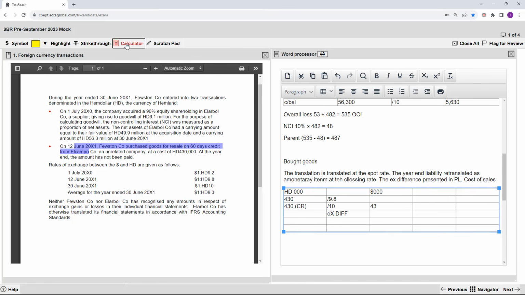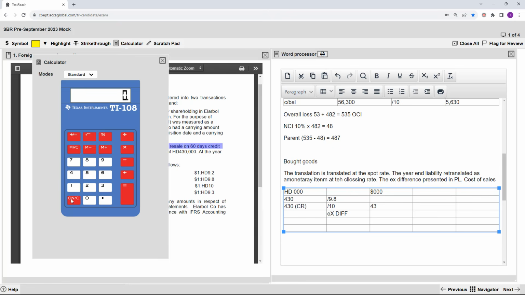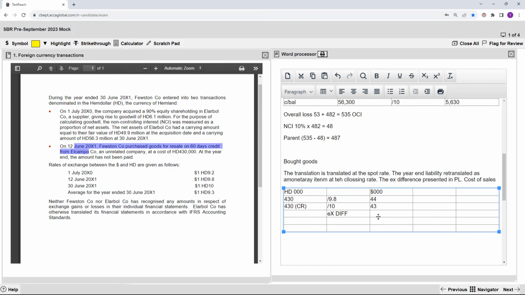So I need a calculator at this stage. Let's clear the calculator. That is 430, and if we divide that by 9.8, we get 43.8. I need to call that 44. So if I get that at 44, I then have an exchange difference. This is a liability. The exchange difference is 1. The liability is being retranslated and the liability is getting smaller. If that liability is getting smaller, I think that is a good thing, and I think that is therefore a gain.